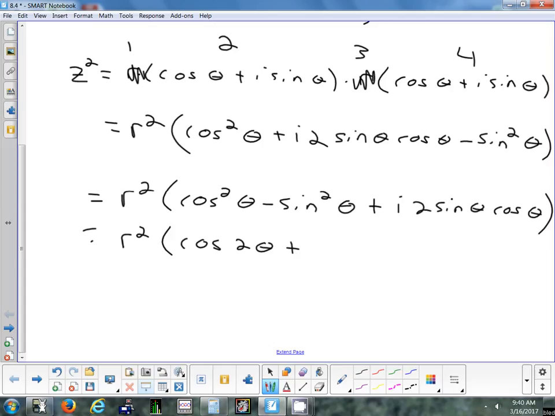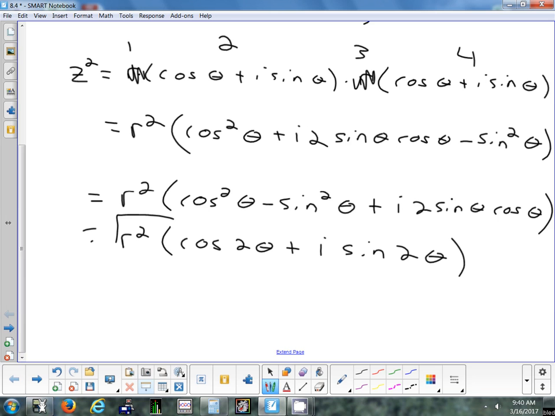What about that last part, 2 sine cosine? Yep, so what would you put there? That one is sine 2 theta. And that's what you get when you square z.